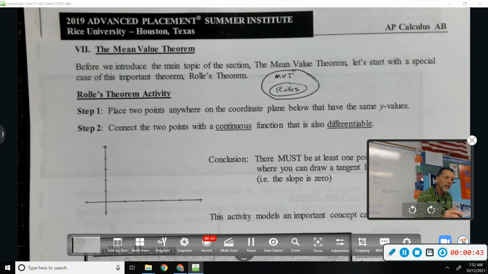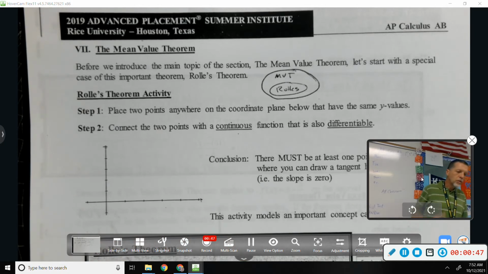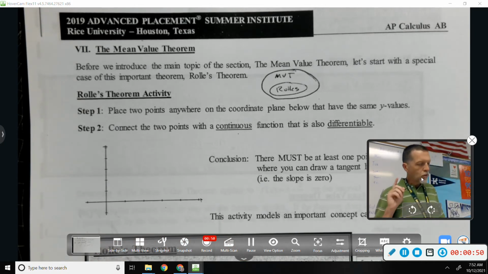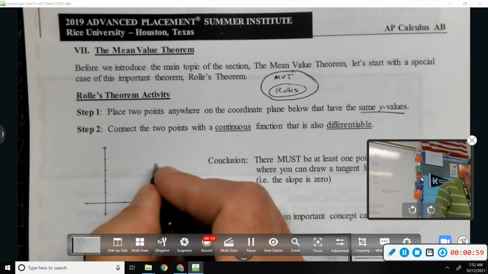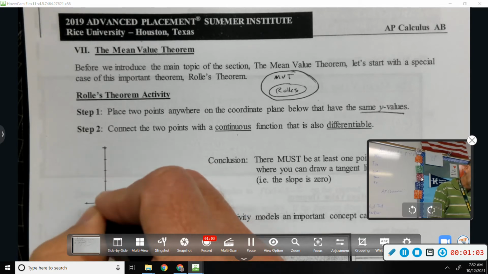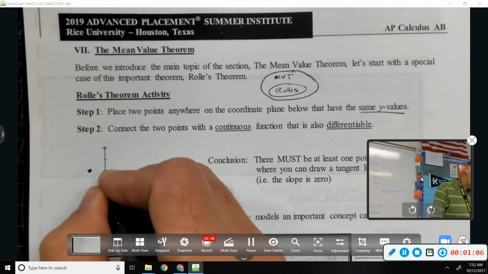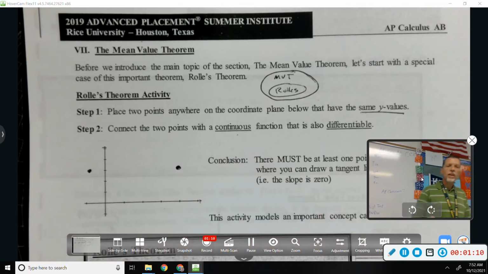Rolle's theorem activity. We'll walk through this together. Place 2 points. Read this one carefully: place 2 points anywhere on the coordinate plane below that have the same y values. You probably want to spread them out, so don't put 2 points right next to each other. Whatever y value you like, I'm going with 3. So I got 2 points. Now everyone's going to copy my points, which is fine.